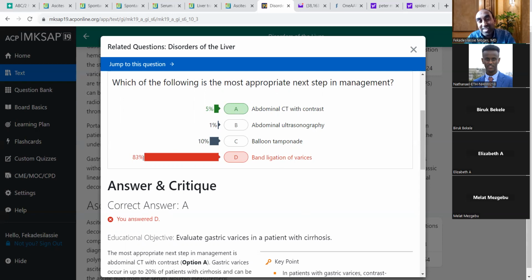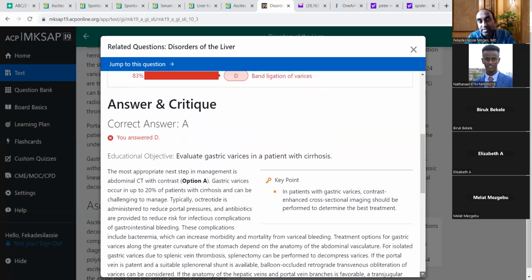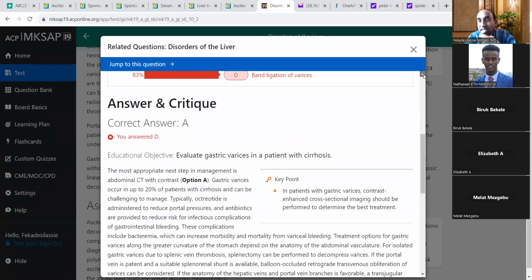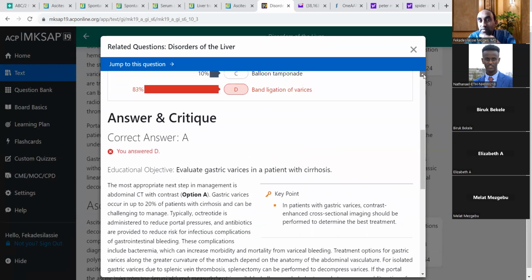And now, both I and you are among the 83%. Then we are wrong. And the answer is abdominal CT with contrast. Let's see why they say abdominal CT with contrast. Okay, in patients with gastric varices, contrast-enhanced cross-sectional imaging should be performed to determine the best treatment, it says. See, now, it is not esophageal varices; it is gastric, in the gastric fundus. It was not esophageal varices.